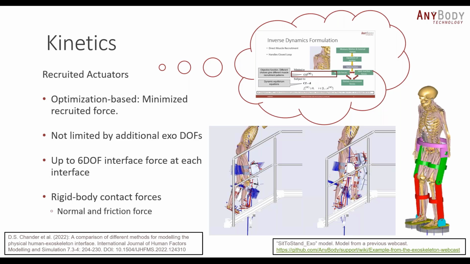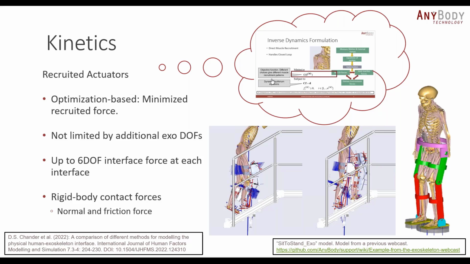One way to overcome this limitation in the investigation of interface force is to use recruited actuators. These are optimization based, so they minimize the recruited force. Going back to the inverse dynamics formulation, these recruited actuators or contact elements are inserted in an objective function that minimizes a function of the recruited force along with the muscle force and so on. There can be different cost functions that you can specify.